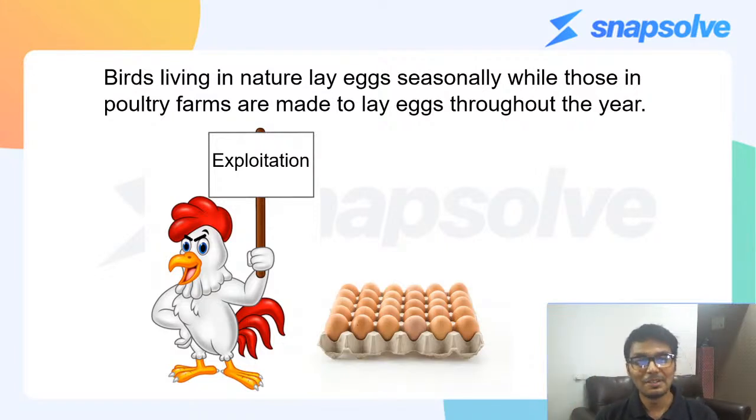Okay, so birds living in nature actually have a time, seasons to lay eggs, but in poultry farms birds are forced to lay eggs. Okay, so that's exploitation, and that's what this chicken is up against.